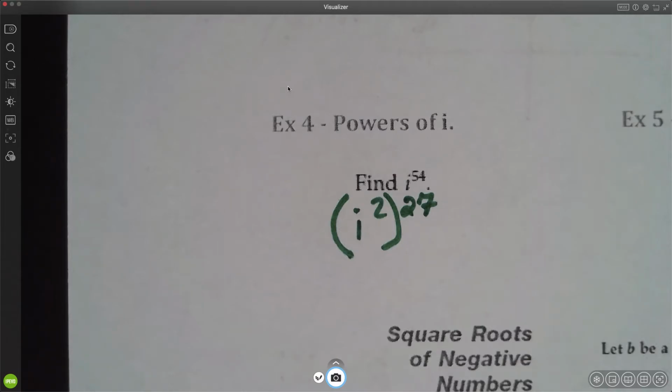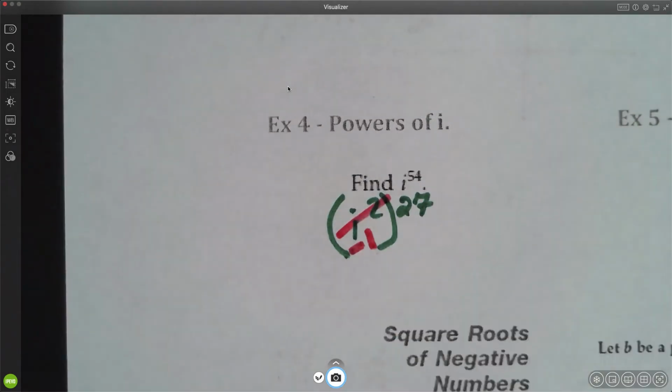No, it's not negative 27. I squared is negative 1. So if I take negative 1 times itself 27 times, what's it going to be? Negative 1. So it's negative one.